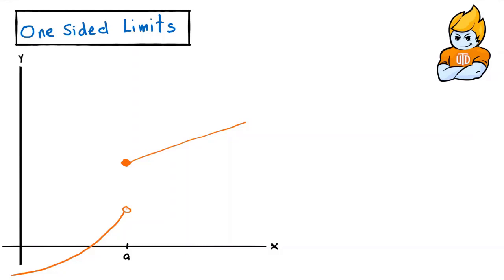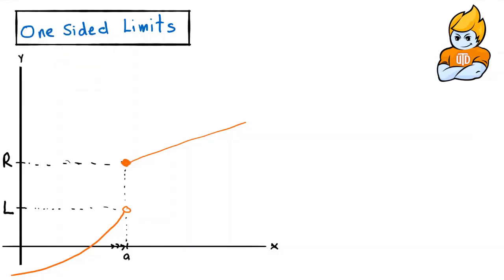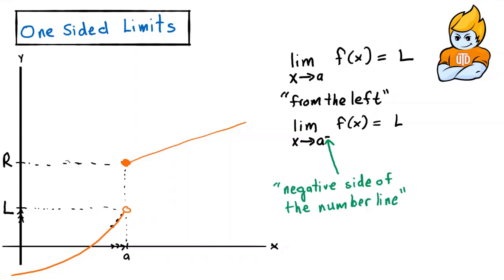We need to distinguish between the limiting behavior as we approach a from the left and approach a from the right. We see in the figure that as x approaches a from the left-hand side, the values of the function approach value L from below. And instead of writing from the left, we can use more compact notation. We can place a minus in the superscript position for a to indicate that x is approaching a from the negative side of the number line.